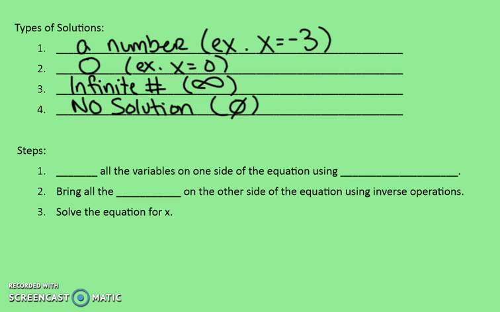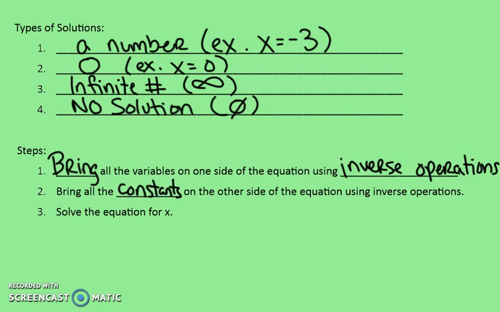Now, as far as the steps, we want to make sure to bring all our variables to one side of the equation, and we're still using our inverse operations. That does not change just because we have variables on both sides. Now, if all our variables come to one side, we want to make sure to bring all our constants to the other side of the equation. And then we're going to solve for x.